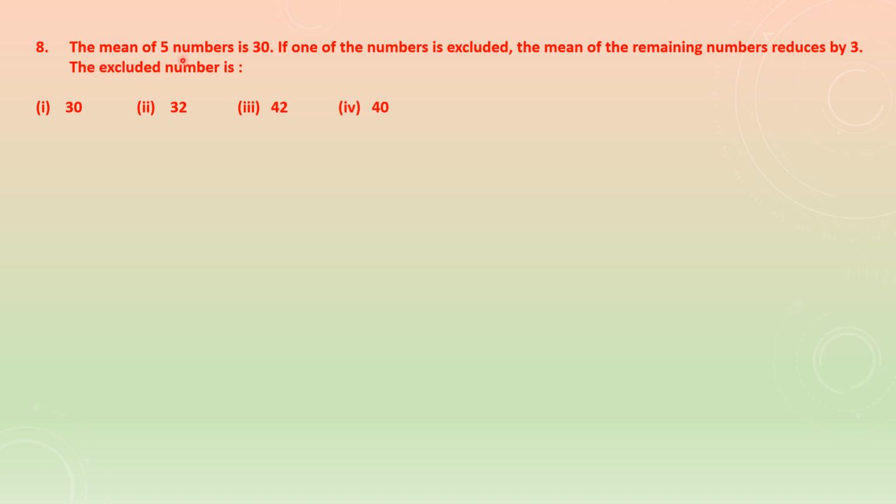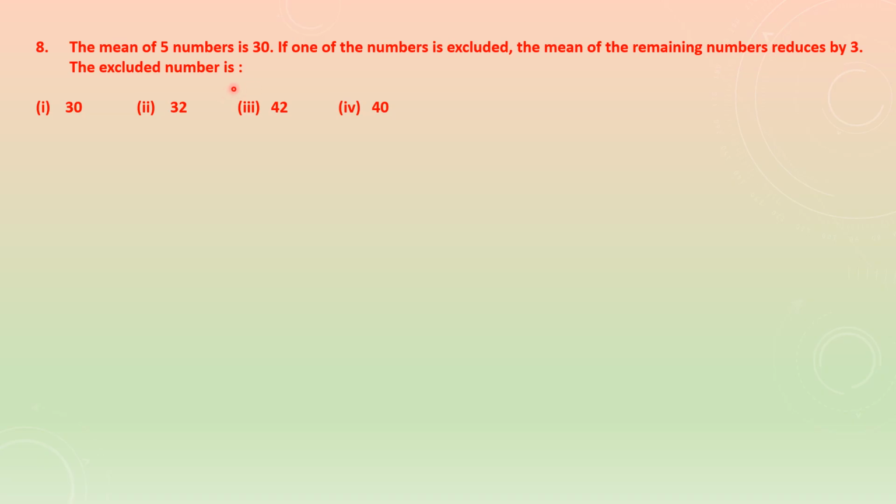Question 8. The mean of 5 numbers is 30. If one of the numbers is excluded, that means now it's going to be 4 numbers, then the mean of the remaining numbers reduces by 3. So what is that excluded number? Now here we have mean of 5 numbers. From that we have to find the sum of these 5 numbers. Here also we have the mean of the remaining 4 numbers. We have to find the sum of the remaining 4 numbers. When we subtract the two sums, we will know what the excluded number is.